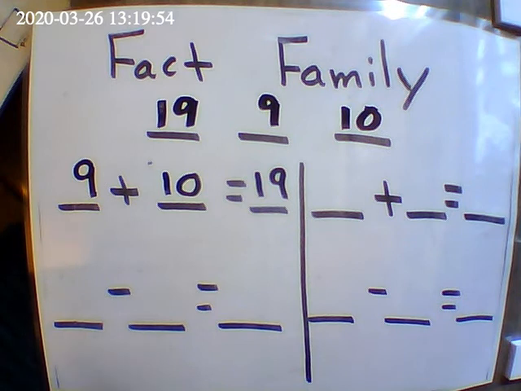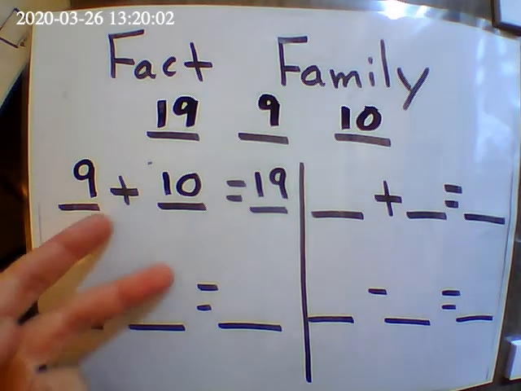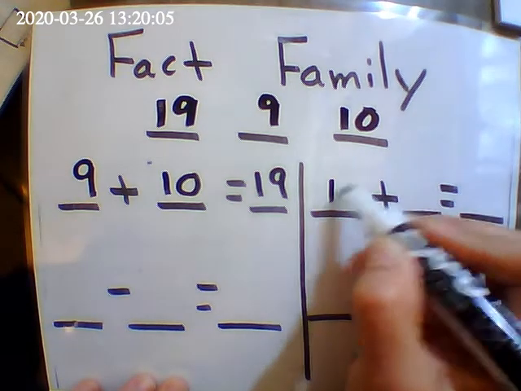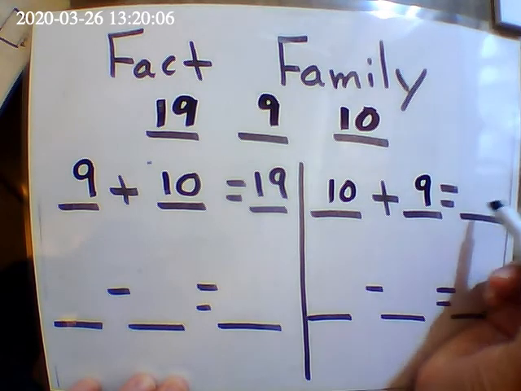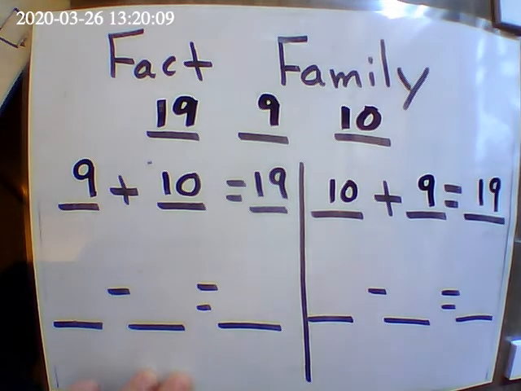What would be the next equation? See if you can write it now. And it would be the reversal. 10 plus 9 equals 19.